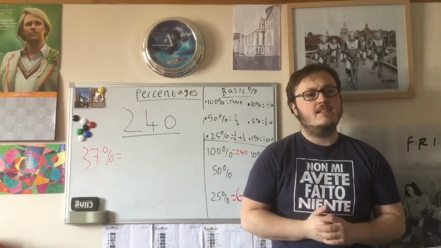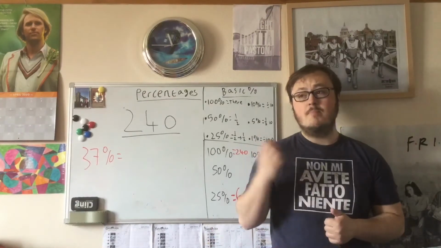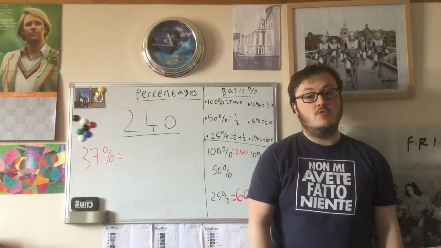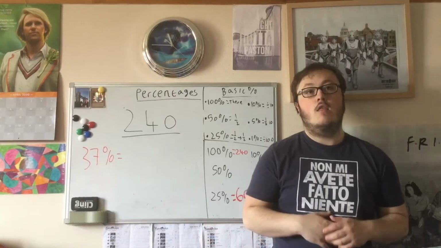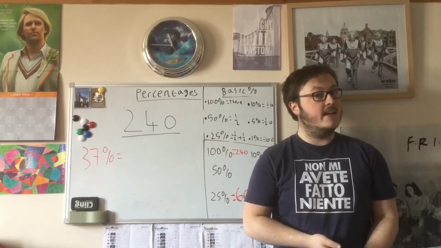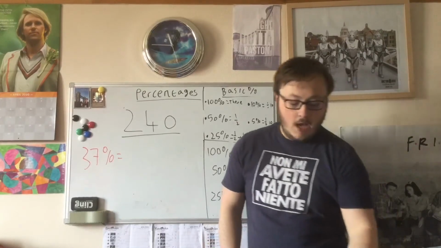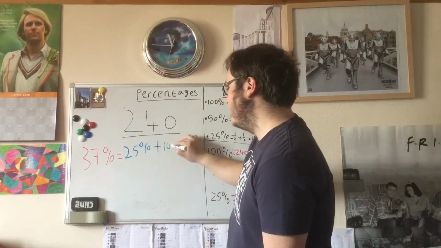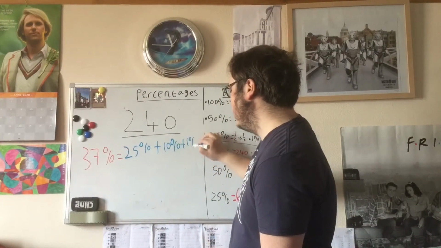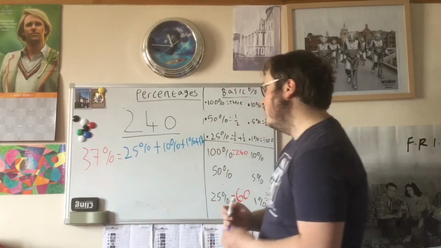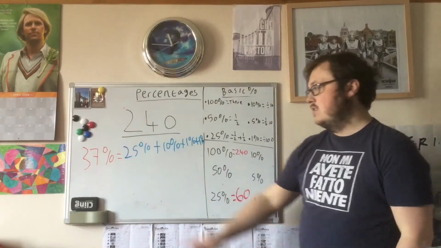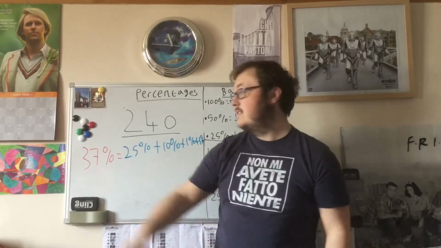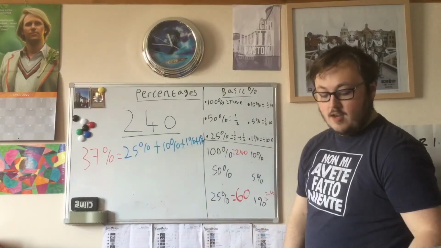So, what basic percentages could we use to make this answer? Well, there's two ways. One of them is if we do 10% times by 3, then add 5%, add 2 times 1%, but that's a bit long. Why don't we do 25%, add 10%, add 1%, add 1% again, 2 times 1%. Because 25 add 10 is 35, add 1 is 36, add 1 again is 37. So let's figure it out.